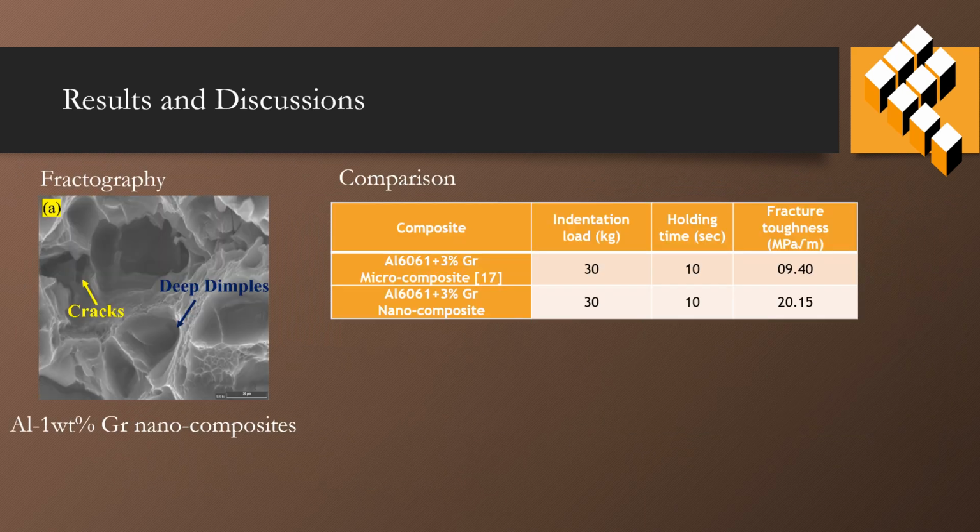Fractographic analysis has been carried out for aluminum graphite nanocomposites. It can be clearly seen that cracks and deep dimples were present in the fractographic image.